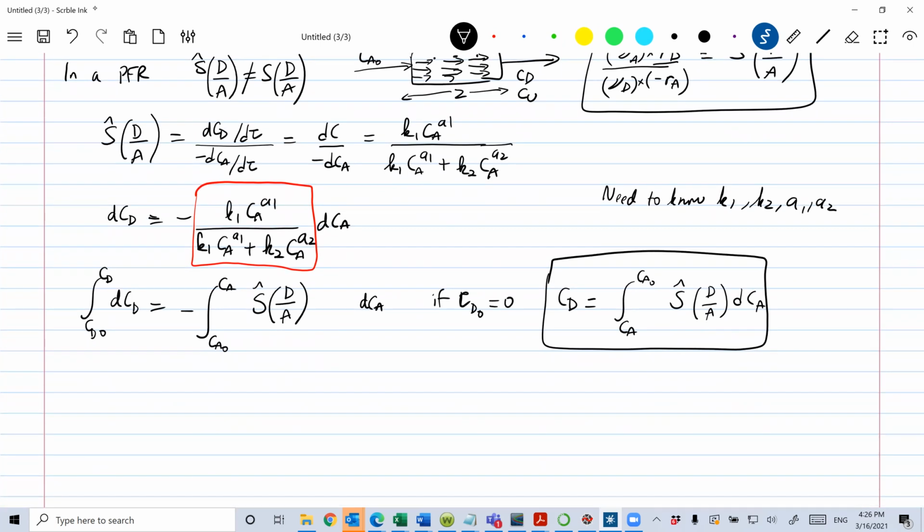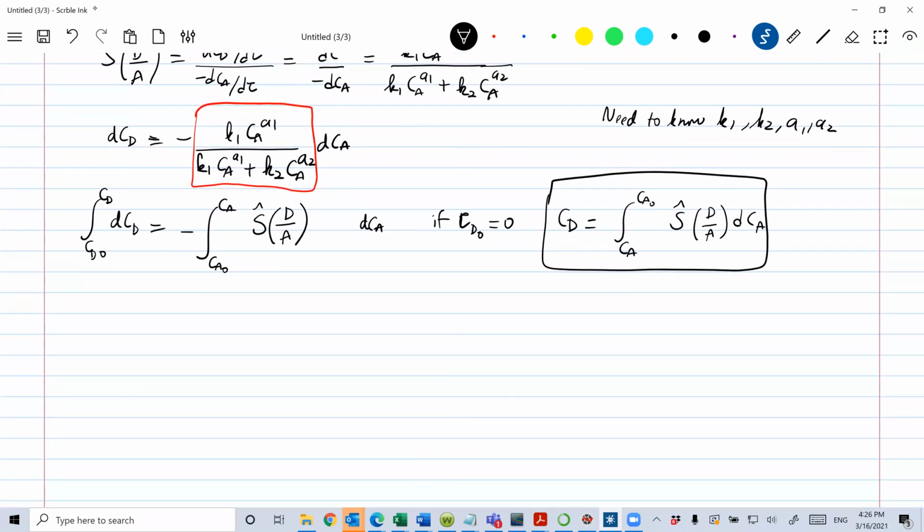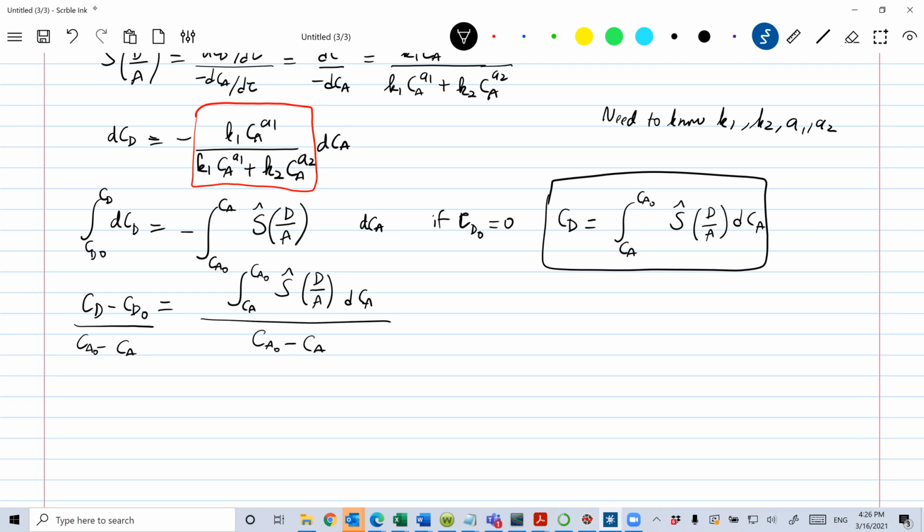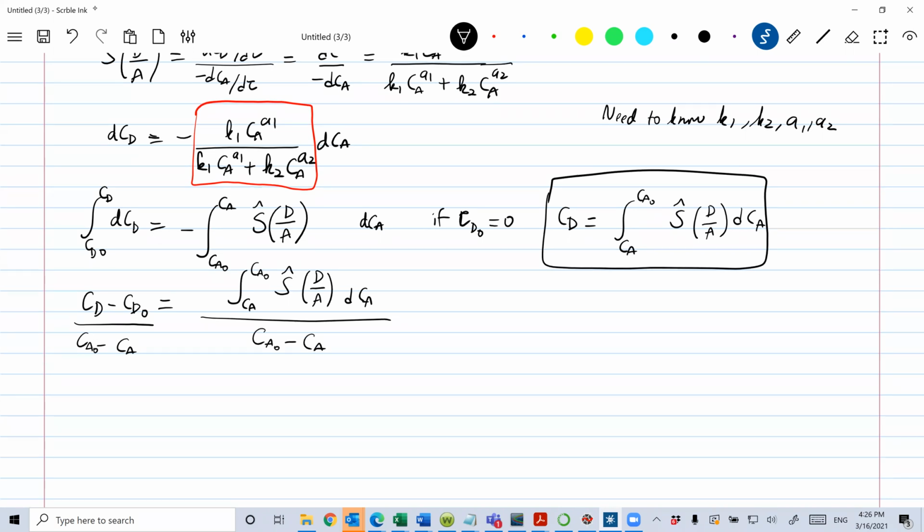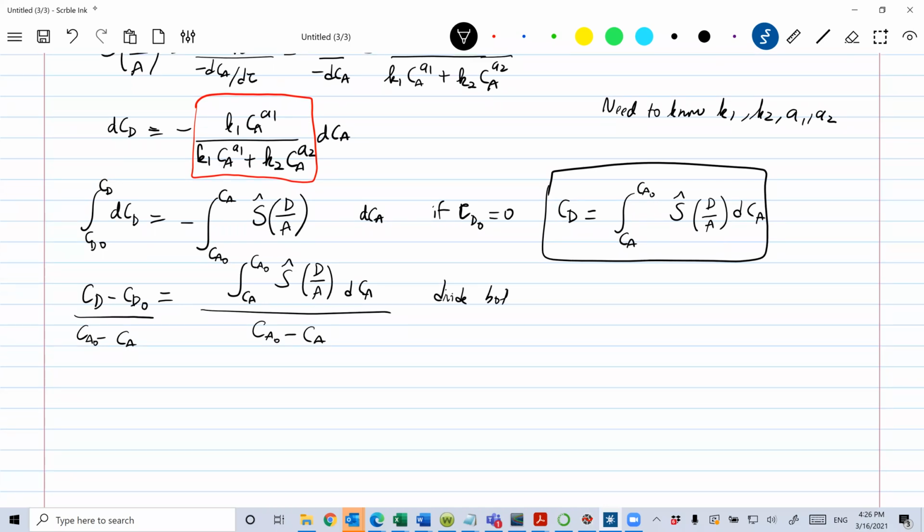So now that's the first thing you can do. Of course, if you were to really do that, it would be CD over CD minus CD naught, right? And that's equal to, we'll throw the minus sign in the limits to get rid of them. Let's say now we divide both sides by CA naught minus CA.